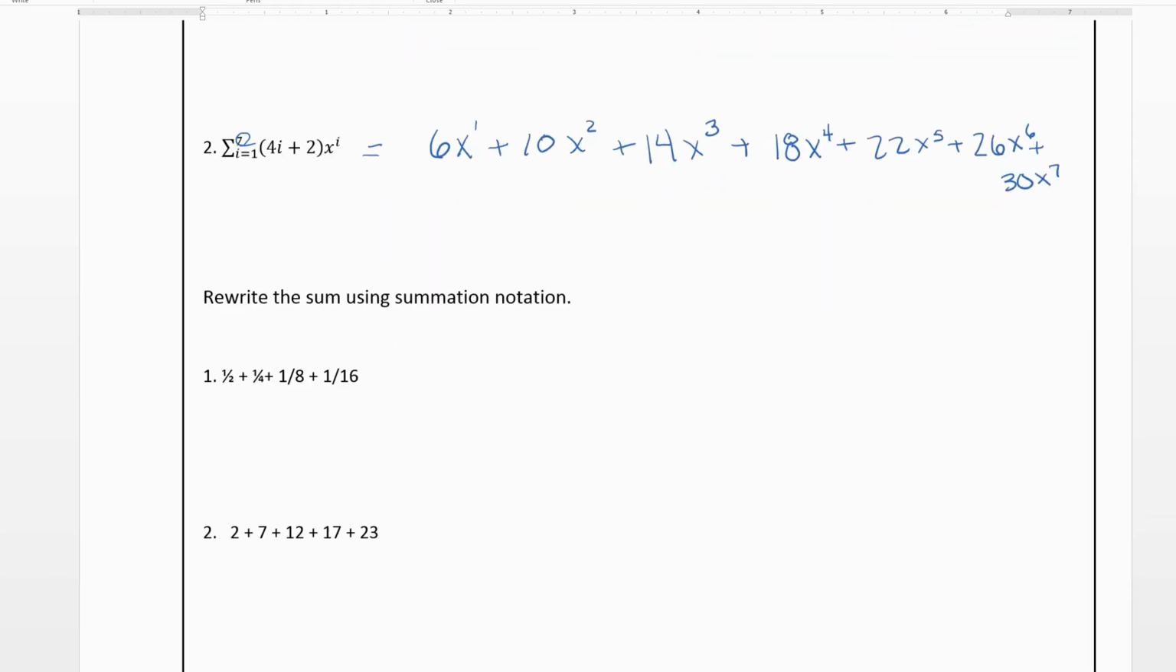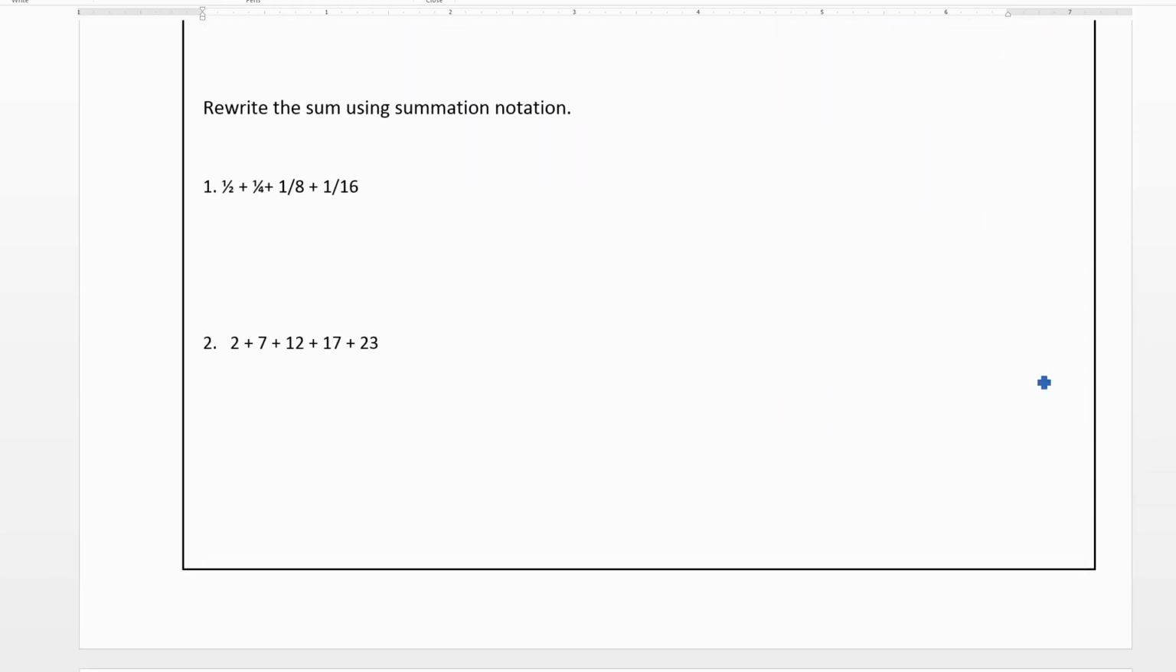Now we also want to be able to go the other way. This says rewrite the sum using summation notation. So we're going to have our summation symbol, our sigma, and we want to write out a little formula. Notice we want powers of 2. This is 2, 2 squared, 2 cubed, 2 to the fourth. So we're going to go 2 to the i and say, okay, start with 2 to the first, and we have 4 terms running up to 2 to the fourth.